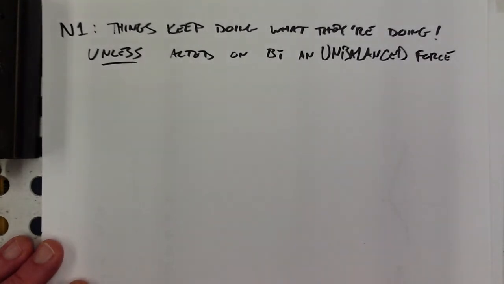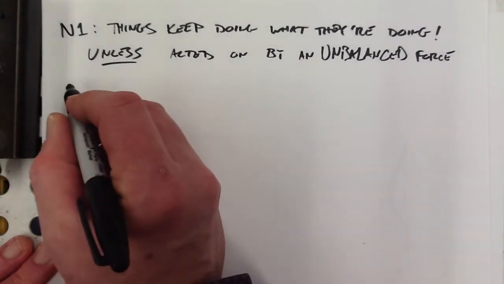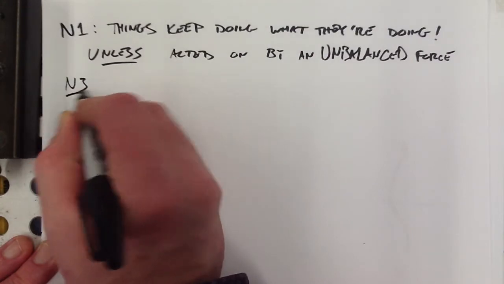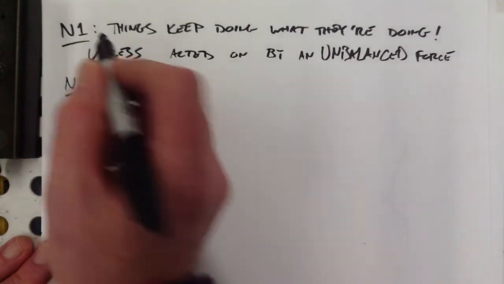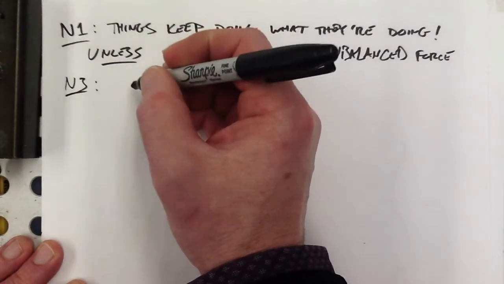So that means that things that are at rest keep being at rest. Things that are moving at a constant velocity keep moving at a constant velocity, unless that unbalanced force shows up. How about Newton's third law?